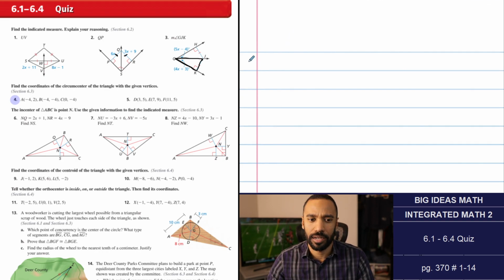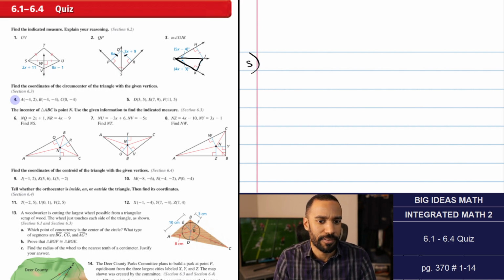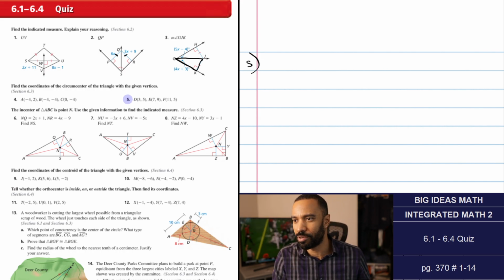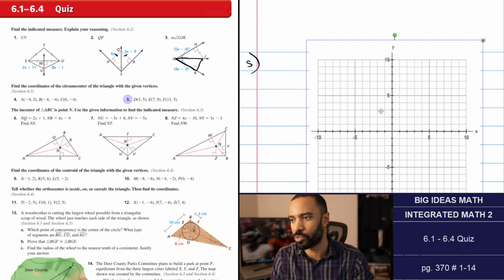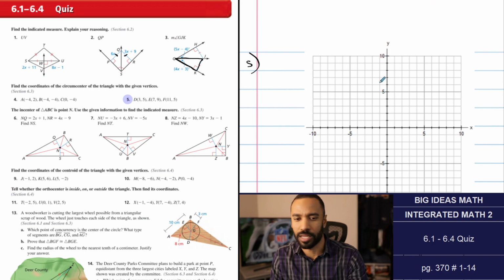All right, number 5. We got D at 3.5, E at 7.9, F at 11.5. 11 just overshoots 10. Shouldn't be a problem. We should be able to do some counting, but we'll see what kind of answer we get as well. No idea. All right, let's see.